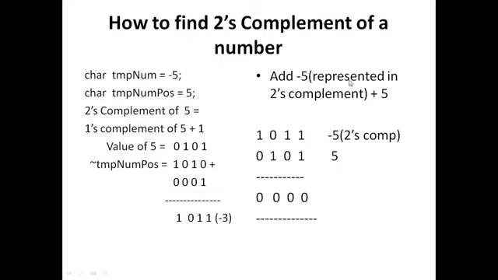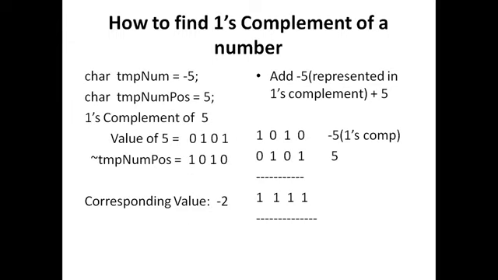Now add -5 represented in 2's complement to plus 5. I'm just going to add. 1 plus 1 will be 0 with a carry over of 1. 1 plus 1 will be 0 and 1 carry over. 1 plus 1 will be 0 and 1 carry over. 1 plus 1 will be 0. The final carry 1 that we get, we are going to ignore. So -5 plus 5, we got a 0 value. This is how we find a 2's complement.